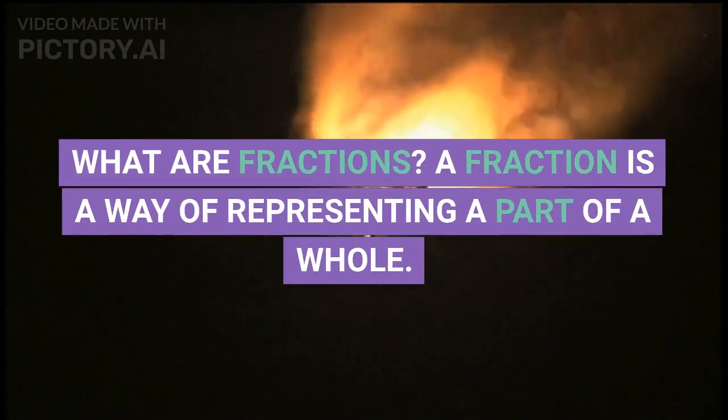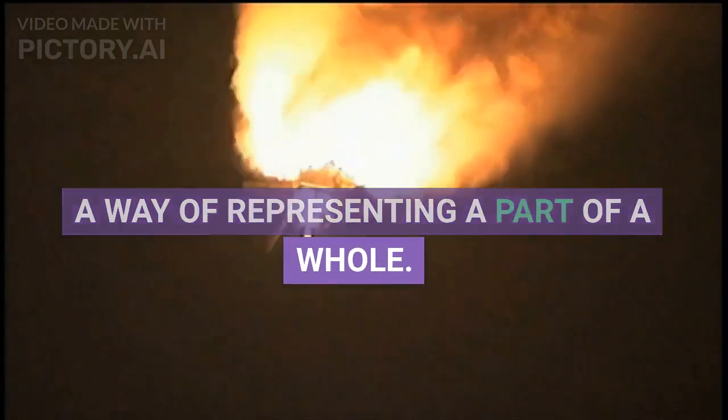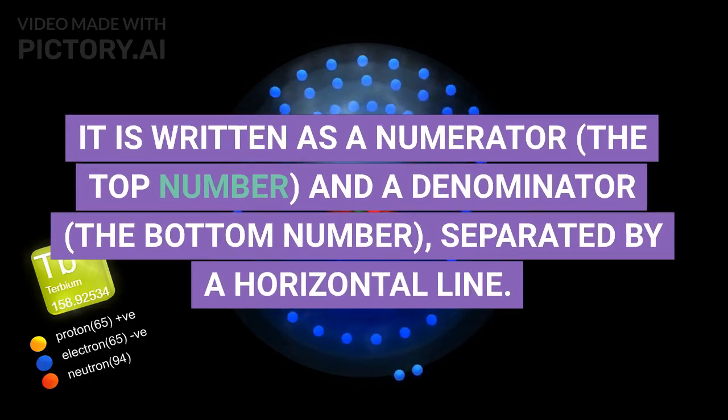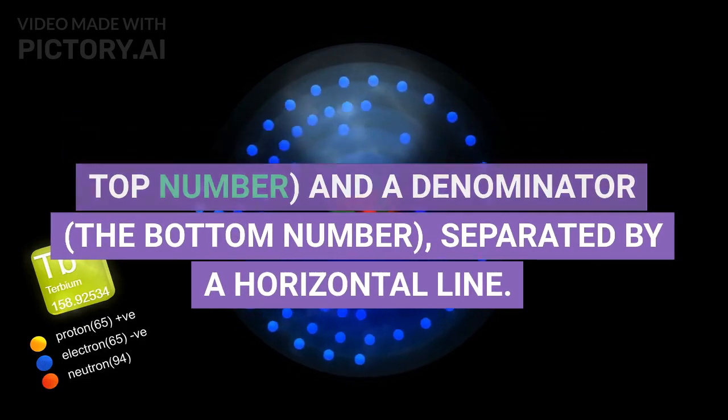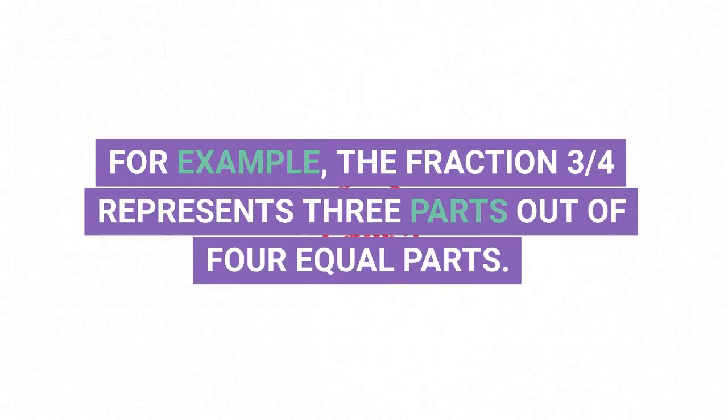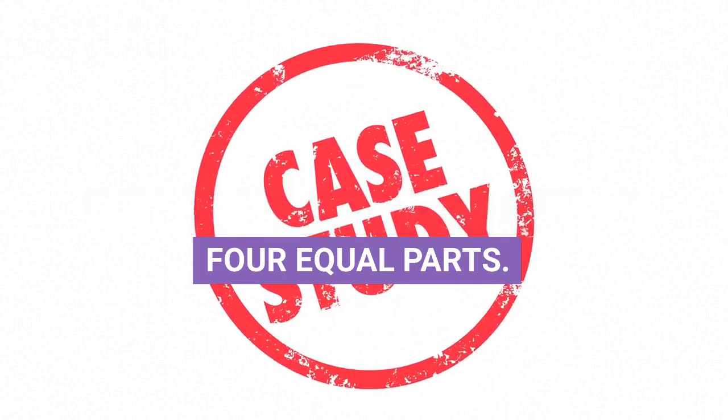What are fractions? A fraction is a way of representing a part of a whole. It is written as a numerator, the top number, and a denominator, the bottom number, separated by a horizontal line. For example, the fraction 3/4 represents 3 parts out of 4 equal parts.